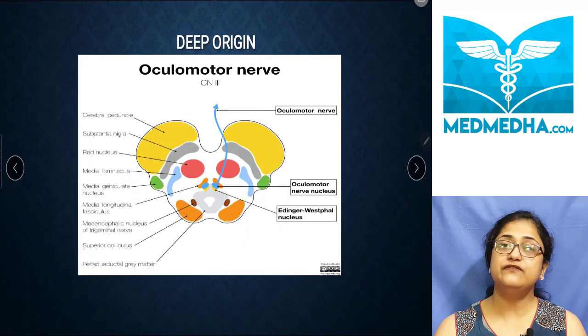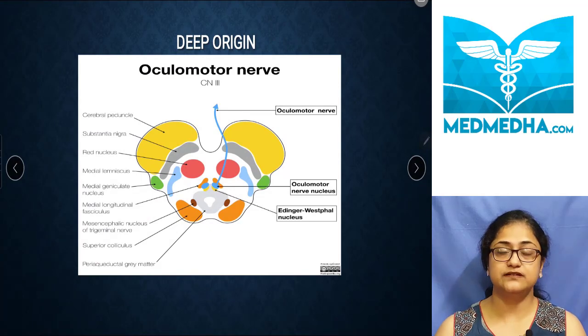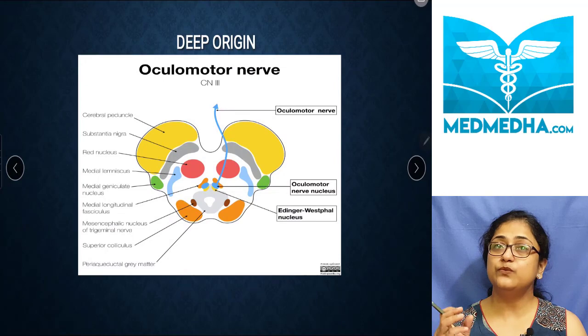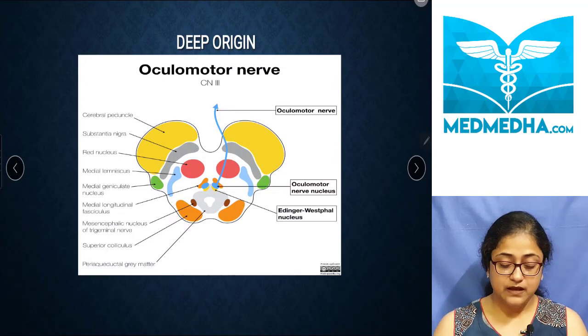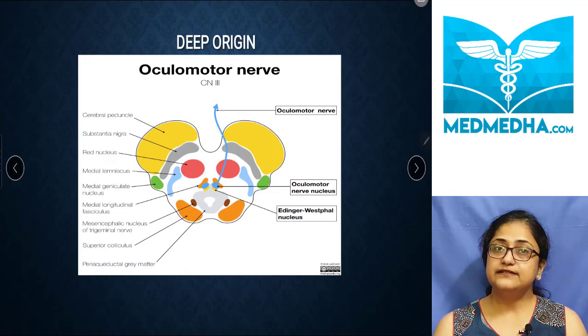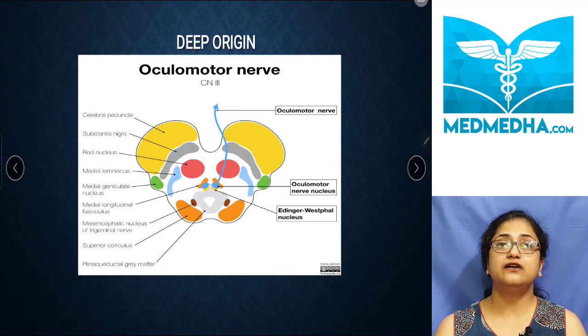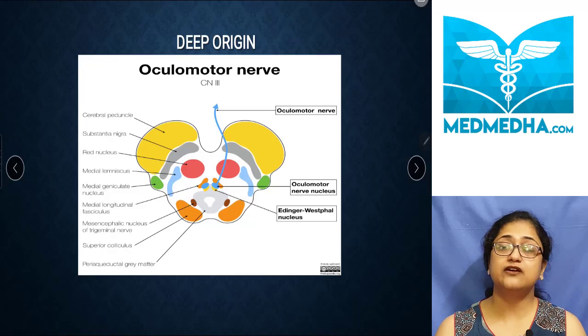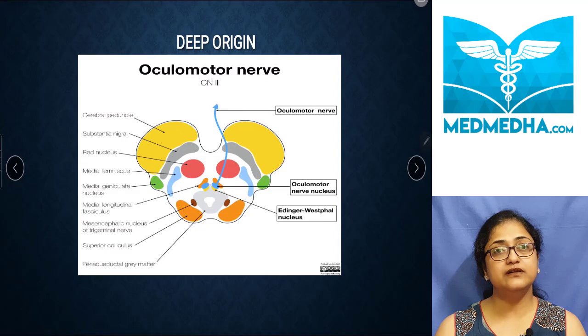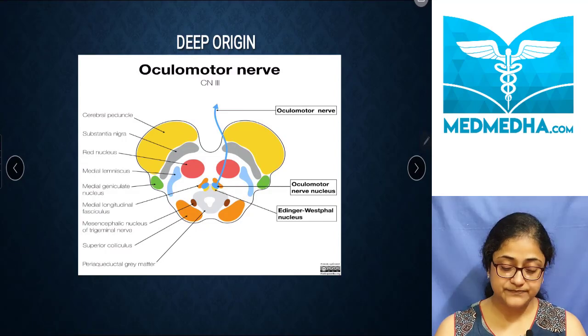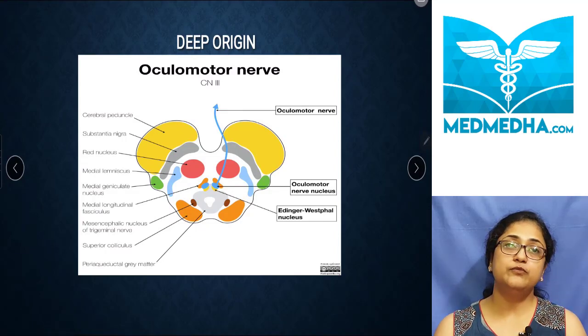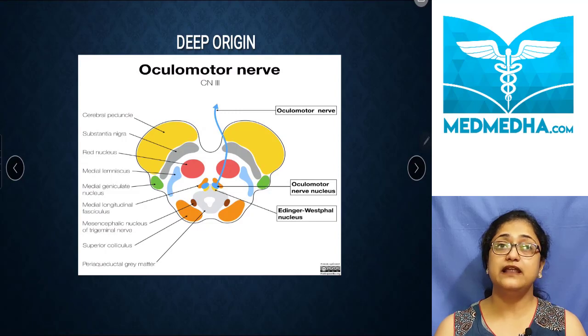The next heading that we need to study for any cranial nerve is the deep origin, that is the nucleus. It is called the deep origin because it is deep within the brain stem. The oculomotor nerve arises from the midbrain. On the dorsal aspect of the midbrain there is the corpora quadrigemina, formed by a pair of superior colliculi and a pair of inferior colliculi. The nuclei of this oculomotor nerve arise at the level of the superior colliculus, and where from?